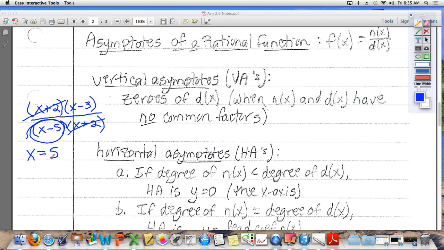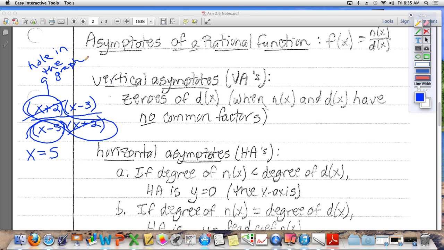You have something else going on here with the 2. When you can cancel them out like that, those x plus 2's on the top and the bottom, you're going to have what we call a hole in the graph. There won't be an asymptote. There's just like a break. As you get closer to an x value of negative 2, there's a little hole in the graph. It skips that value, and then it picks up right after. There's a hole in the graph.